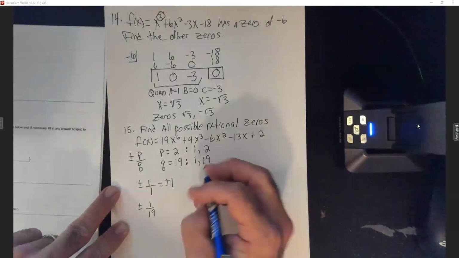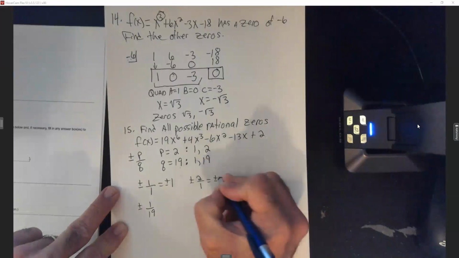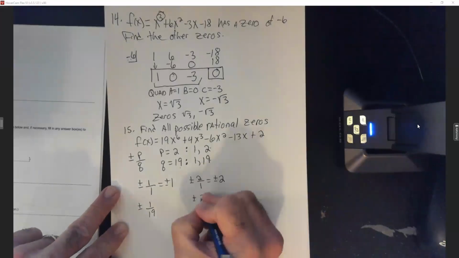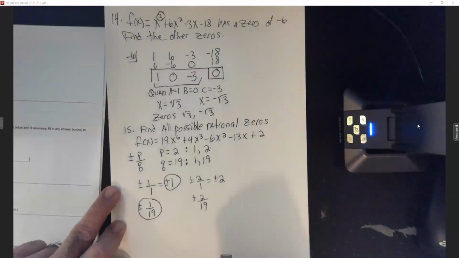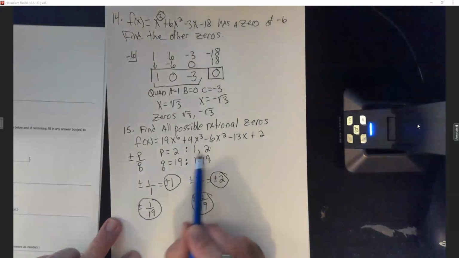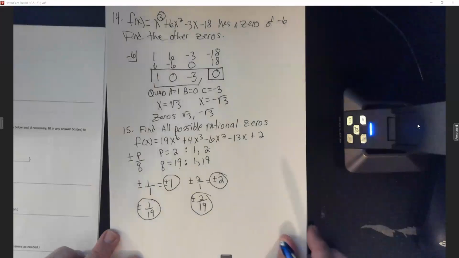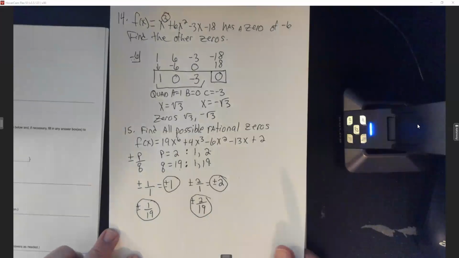Now we take the 2 and divide by the 1. That one will reduce to a plus or minus 2. And then I take the 2, divide by the 19. That one doesn't reduce. So your answer is plus or minus 1, plus or minus 1 over 19, plus or minus 2, and then plus or minus 2 over 19. There's no other factors that I can get out of these two numbers, so I'm done. Okay, so that was the trick on that. Just take both the numbers from the last one, divide by both the numbers of the first one.